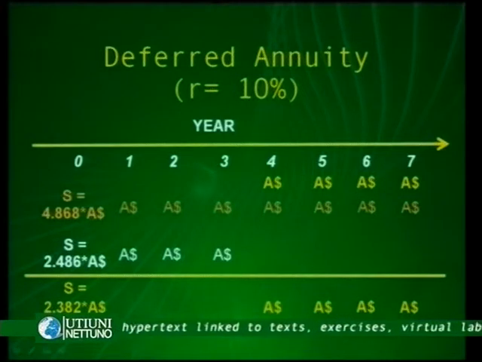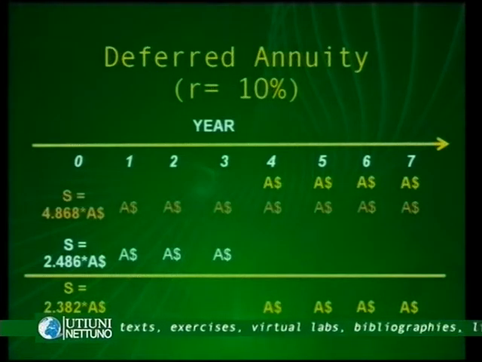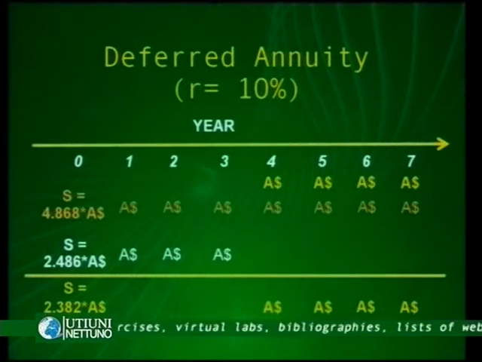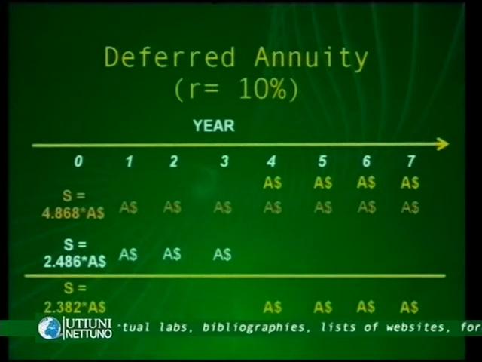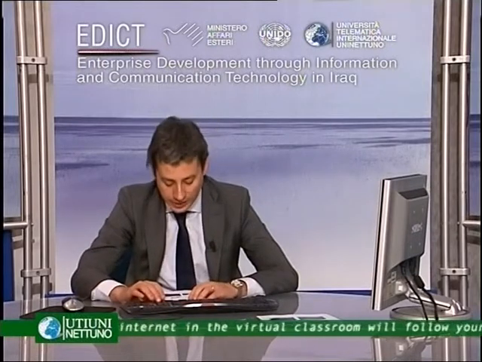2.382 times $8. So in this way, just applying the traditional method for the calculation of the present value of an annuity to two different annuities and calculating the difference, we have been able to determine, without complicating the calculation too much, the present value of the deferred annuity. And this method can be applied each time that we have a situation like that within the context of a loan or of an investment.